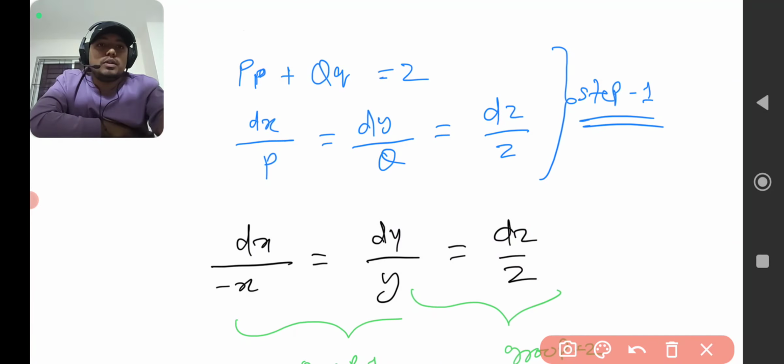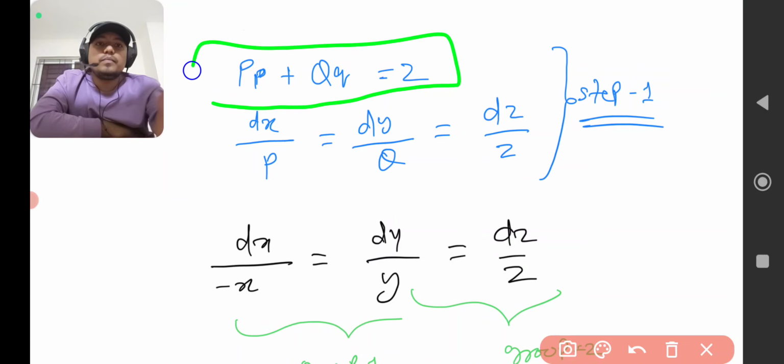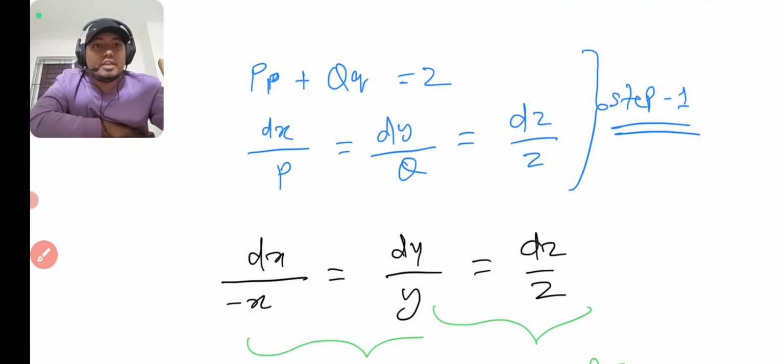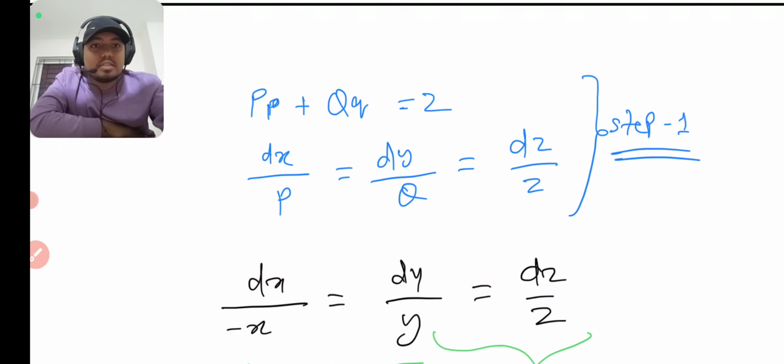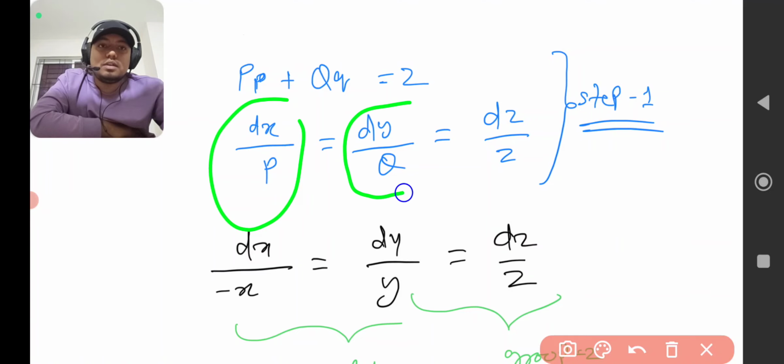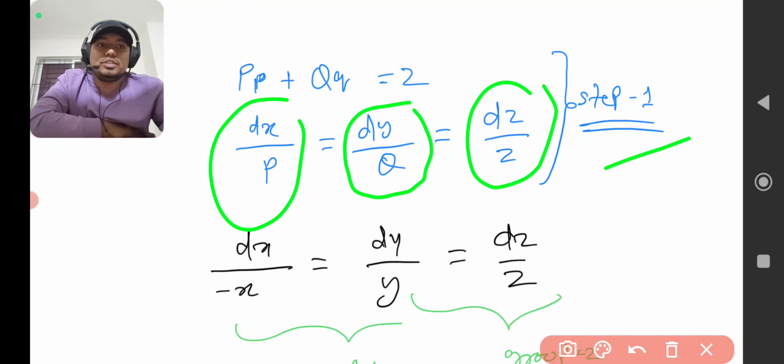Your question format should always look like this: the coefficient of small p, where small p is dou z by dou x, should always be capital P, and then you write dx by P, as you can see here I have written. Then the coefficient of small q is capital Q, which you always write below dy, and in the last you have dz. This is your step 1.